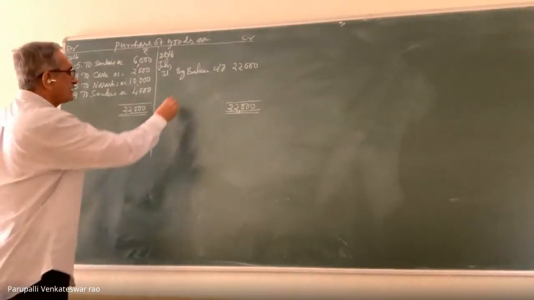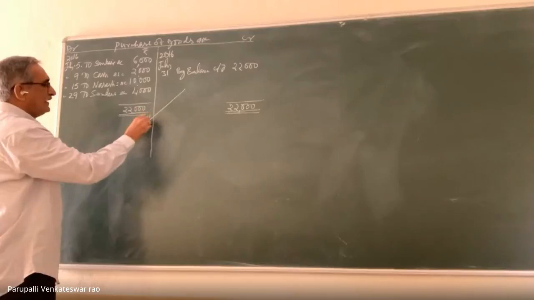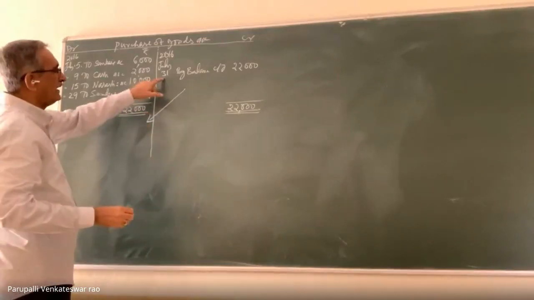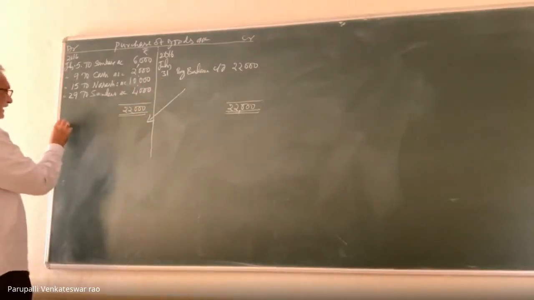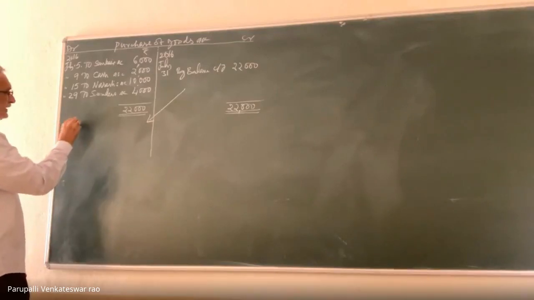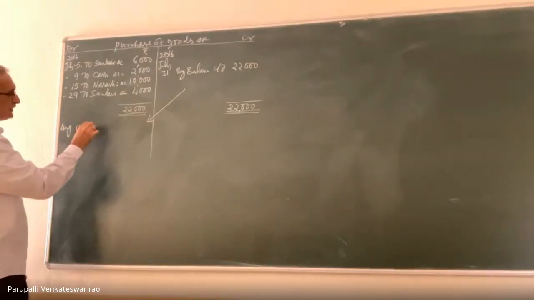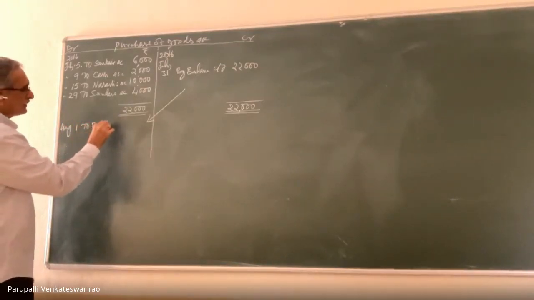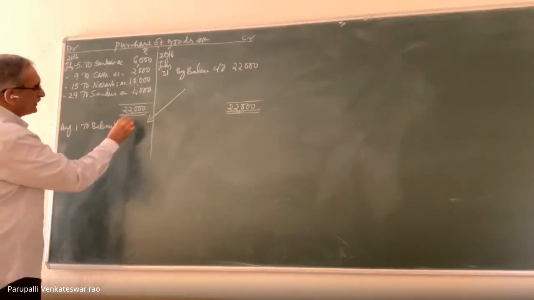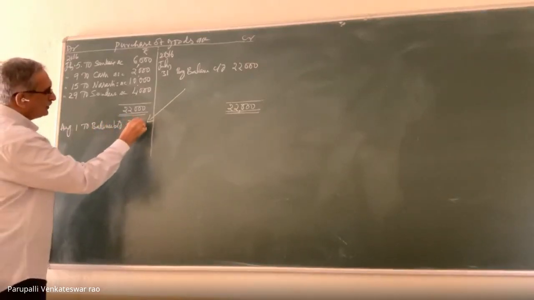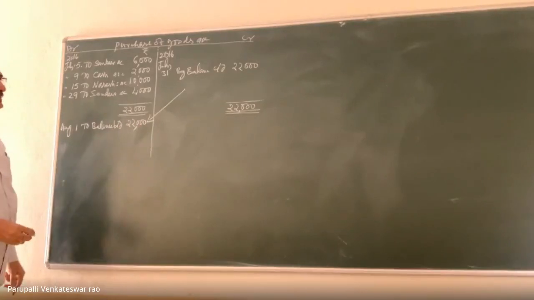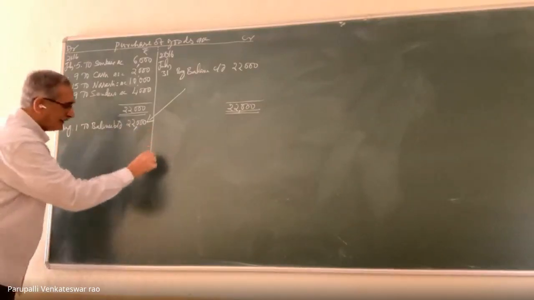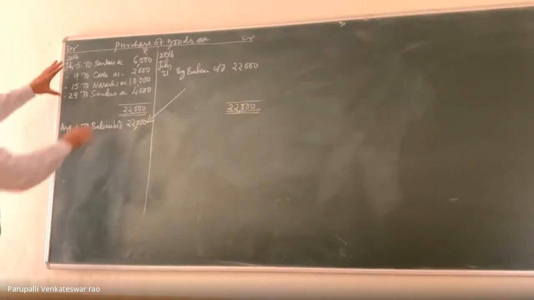Balance carried to next month. This will come to the next month. After 31st July, next date will be August 1st, to balance brought down, rupees 22,000. So next month, you look here, next month also we purchase.